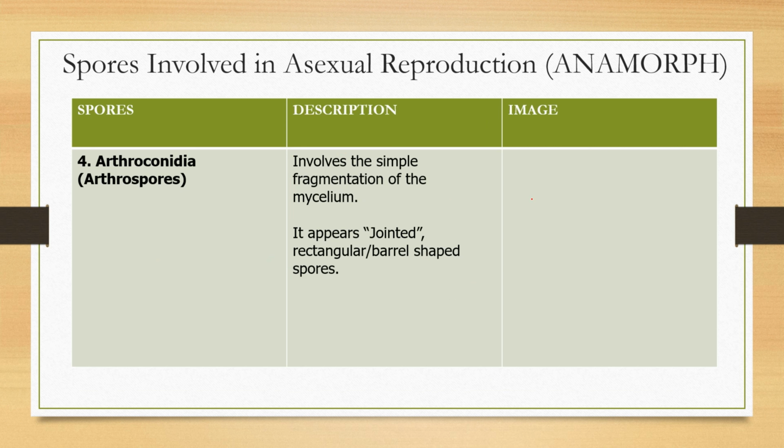The fourth type of anamorph or asexual conidia is your arthroconidia, also known as your arthrospores. The thing you need to remember about arthroconidia is that they involve the fragmentation of the mycelium. When you say fragmentation, they tend to disjoint. They would tend to detach. That's why when they appear, they can appear as jointed, as if there were walls. They are rectangular or barrel-shaped spores.